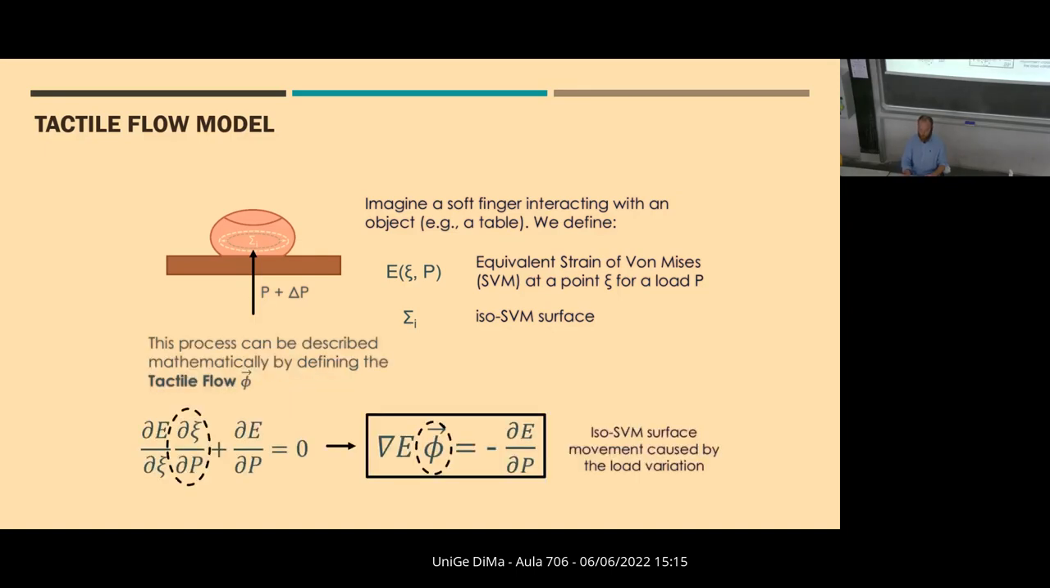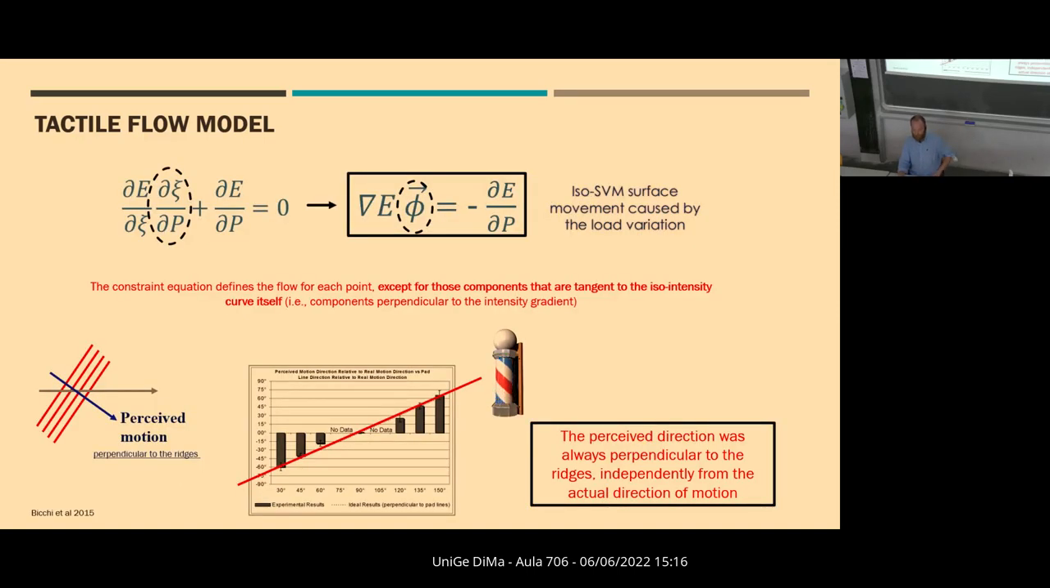And you can describe this flow of isostrain surfaces using a model analogous to the optic flow model by Horn and Schunck. And as in vision, it's interesting because the constraint equation of the flow is ill-posed. So you can experience the same aperture problem that you can see in vision, for example, for the barber pole. So if you touch a surface with gratings, you experience a direction of motion which is always perpendicular to the direction of the gratings. And we have also studied with a colleague of mine, Alessandro Moscatelli, how this illusion can be integrated, and this tactile perception can be integrated with human musculoskeletal proprioceptive inputs in controlling hand movements.